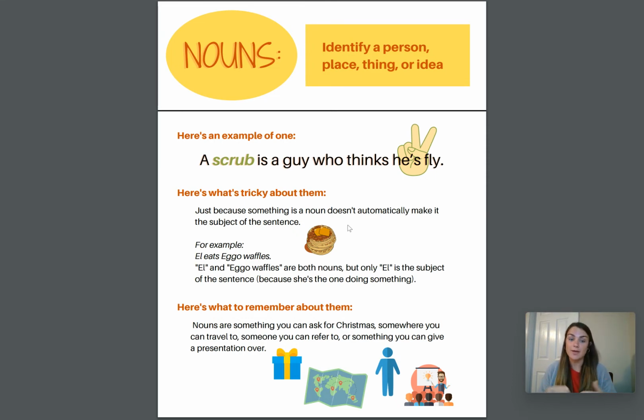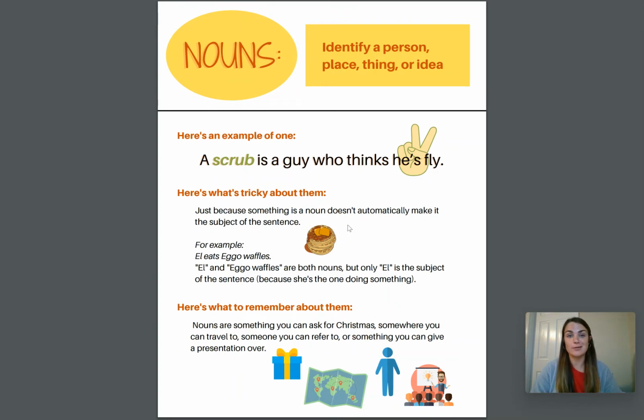What you want to remember about that is that nouns are something you can ask for at Christmas, right? You could get it as a present or you could give it as a present. It's a thing. It's also somewhere you could travel to. So if there's a place or a destination that you're going to, if you can enter it in your GPS, that's going to be a noun. If it is someone you can refer to, a person who exists, then that's going to be a noun. If it is something you can give a presentation over, that would be the idea part.